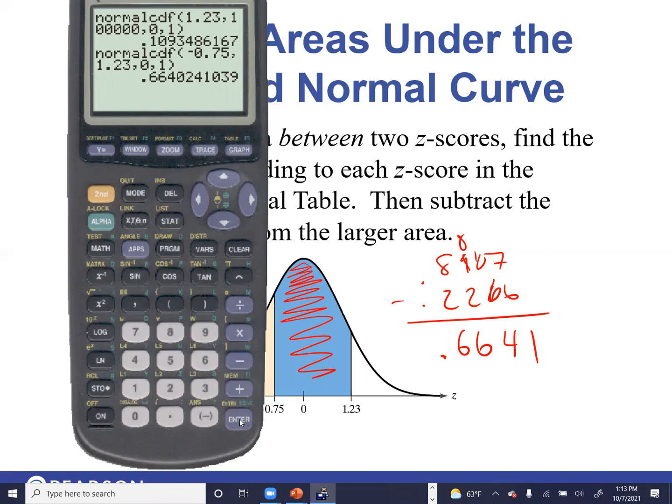Ooh, we're off by a little bit. And so notice if you're off by that 10,000th, it's just because of rounding error between the table and your calculator. We're good, so it's just a little bit off. So this one would be 0.6640 as opposed to 0.6641. Okay, does that make sense? So we found the area in between two z-scores, one by subtraction of the two areas and one just by calculator.